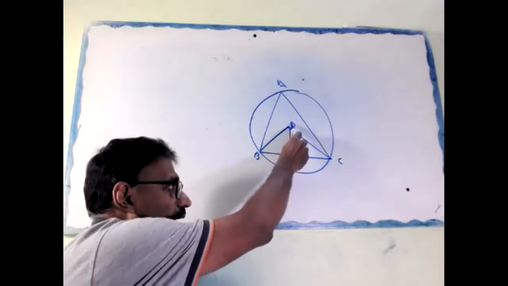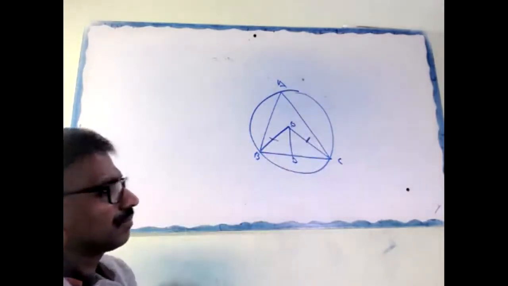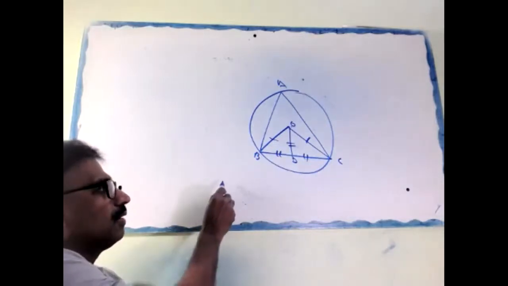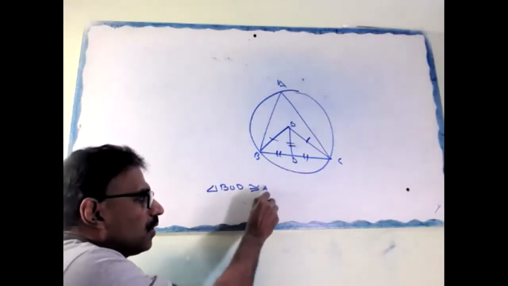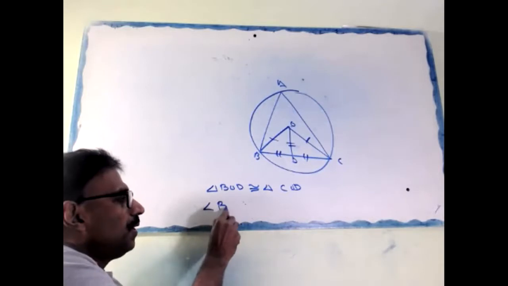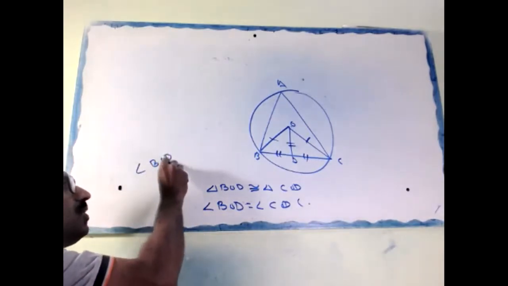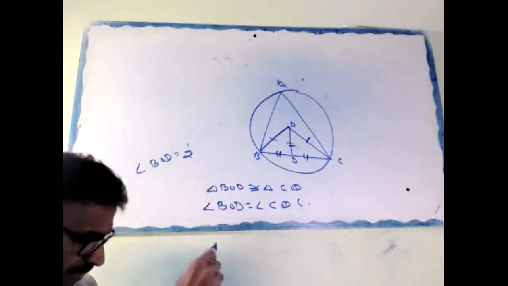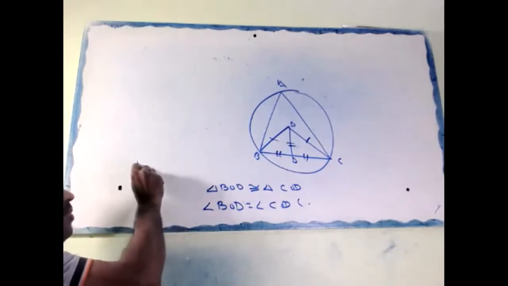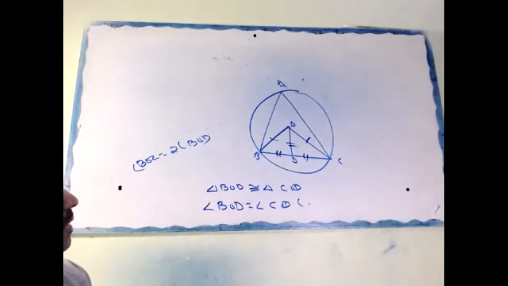Look. In triangles OBD and OCD, OB equals OC. OD is common. BD equals CD because the perpendicular from the center bisects the chord. Therefore, triangle BOD is congruent to triangle COD. Hence, angle BOD equals angle COD, by CPCT. That means angle BOC equals 2 times angle BOD. Right? Okay or no? Okay, right.